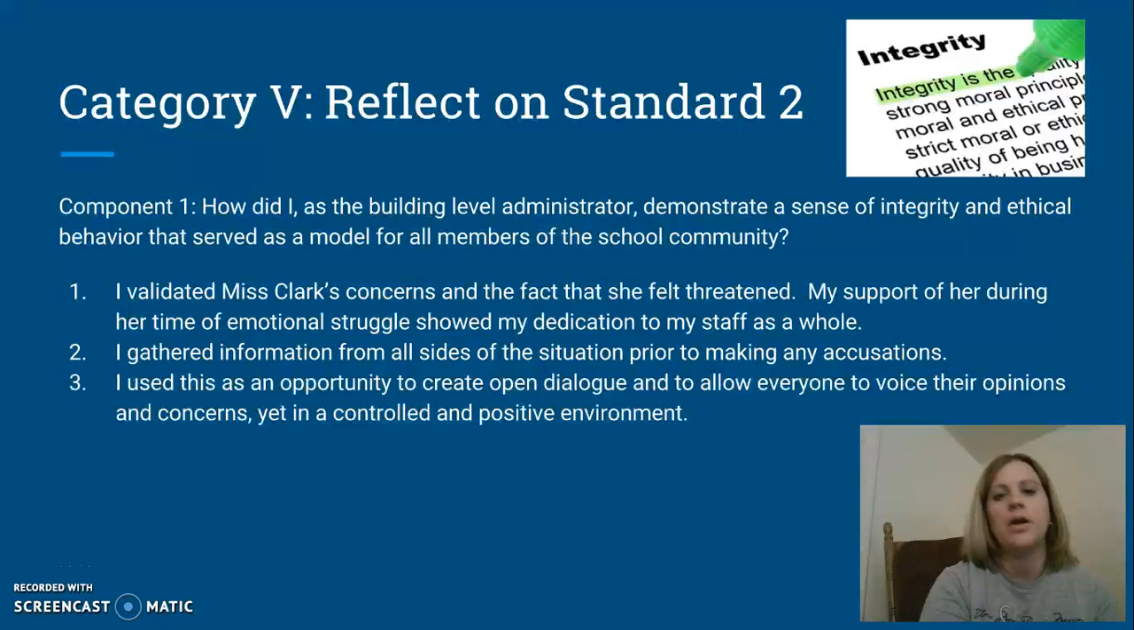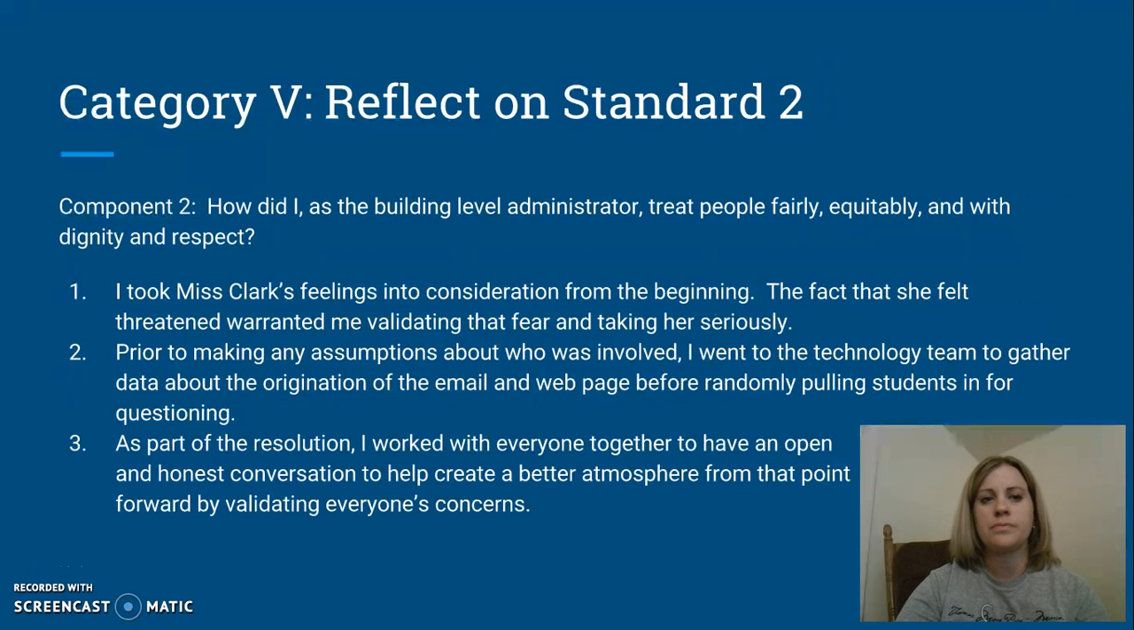ethical behavior as a model for other members in the school community? First, I validated Ms. Clark's concerns and the fact that she was threatened, so I was showing support for her. Secondly, I gathered information from all sides before I made any accusations. And lastly, I used this as an opportunity to create open dialogue so everybody could voice their opinions, but this was done in a positive and controlled manner.